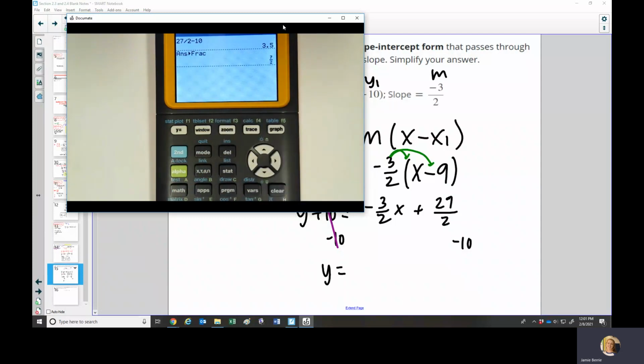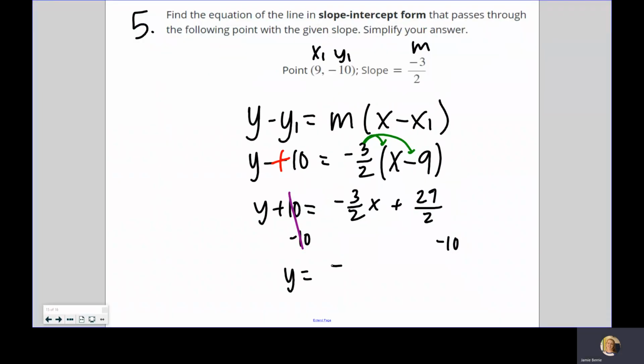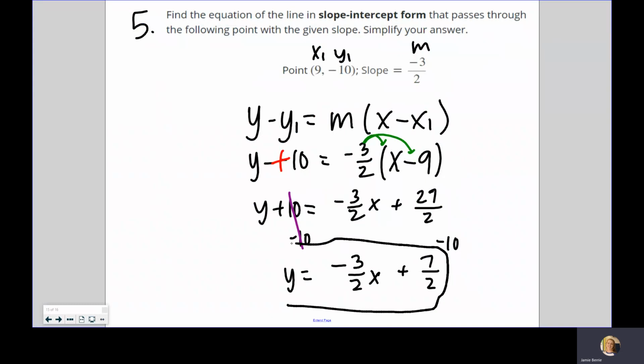So that's 7/2. All right, so we have -3/2 x, whoa, pressed a button on my pen, sorry, plus 7/2. And that's it. You don't have to do anything else with this. They just wanted you to write it in slope-intercept form. So basically take the information that you're given, the point and the slope, and come up with the equation.